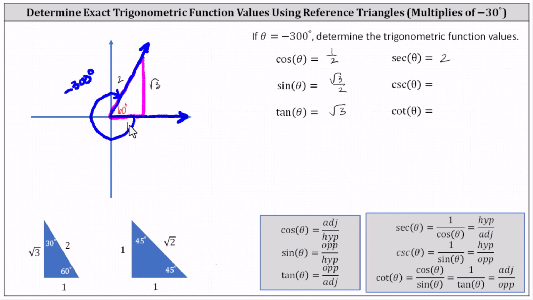Next, the cosecant function value equals the reciprocal of the sine function value, or using the reference triangle, the ratio of the hypotenuse to the opposite side, which either way gives us 2 divided by square root 3. Let's go ahead and rationalize the denominator. To do this, we multiply the numerator and denominator by the square root of 3. We have 2 square root 3 divided by 3.